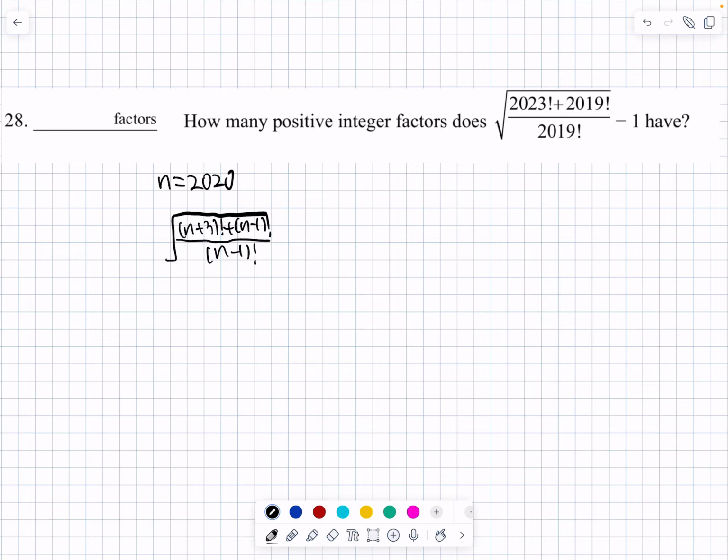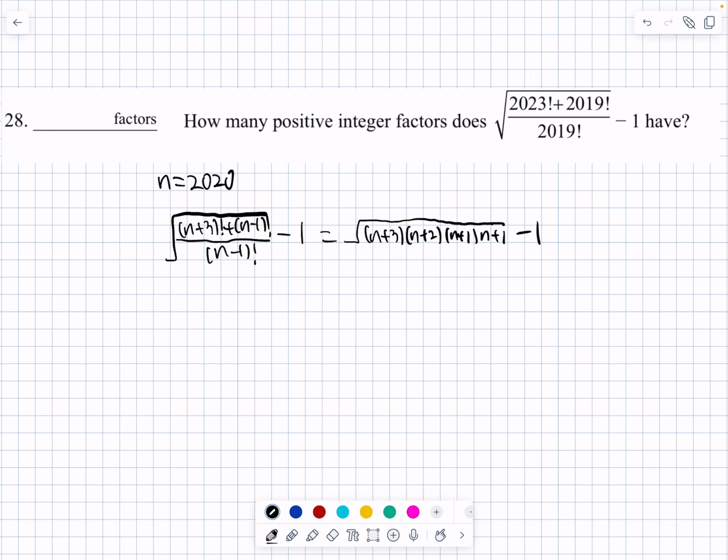It's n plus 2 factorial plus n minus 1 factorial over n minus 1 factorial, plus minus 1. This is the same as root of n plus 3 times n plus 2 times n plus 1 times n, which equals n plus 3 factorial over n minus 1 factorial, and then we add 1 here, which is also n minus 1 factorial over n minus 1 factorial, at minus 1.